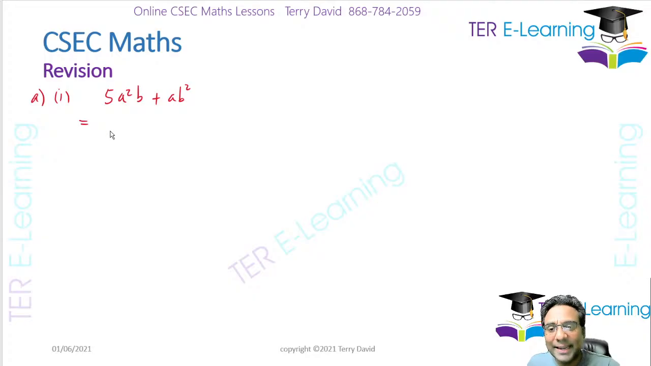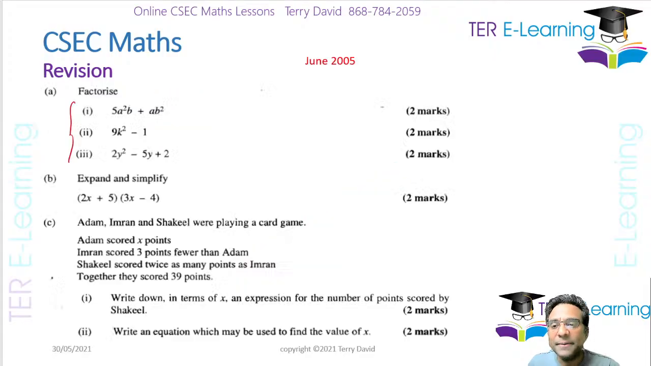With respect to the a, I can factor out a because the HCF of a squared and a is going to be a. I can also factor out b because the HCF of b and b squared is b. And then this is going to be 5a plus b, right? And that's it. That's my answer when I factorize 5a squared b plus ab squared, right? So that's part 1. That's what we've done here.